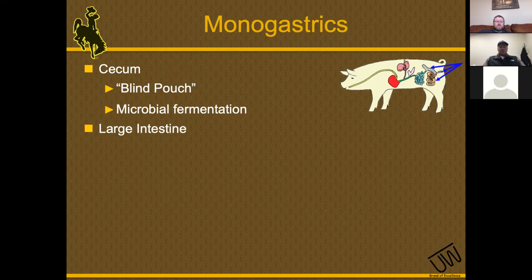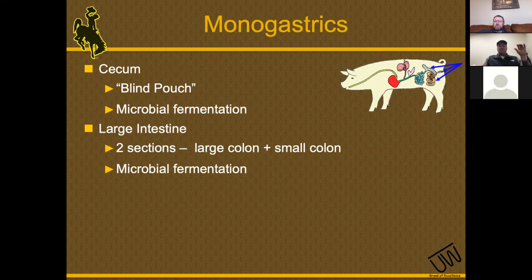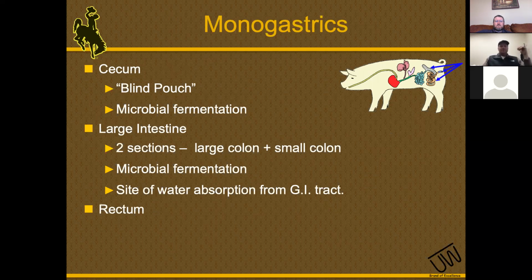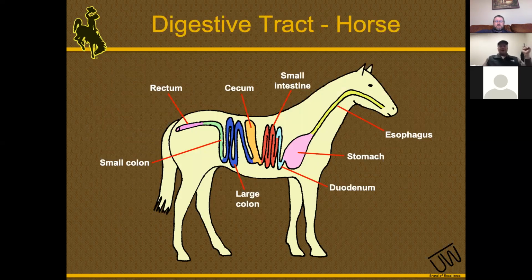So the large intestine, so we went through the 3 sections of the small intestine. Then we've got the large intestine. That's going to be made up of 2 sections, which will consist of a large and a small colon. There's going to be a fair amount of microbial fermentation that occurs there, but this is the big site for water absorption. So this is where most of the water is absorbed from the GI tract. And then the rectum, obviously, is where feces are formed and expelled. So that would be a simple monogastric animal.